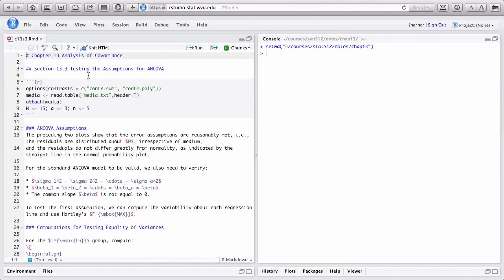So this particular file is the file for the last part of Chapter 13. In the first part, we looked at fitting a covariate that has a common slope. And here we look at some of the assumptions. So I'm just going to run this, and we've gone through, I think, about all this material except maybe the last part. And I'm going to go ahead and knit this so that we have the output.